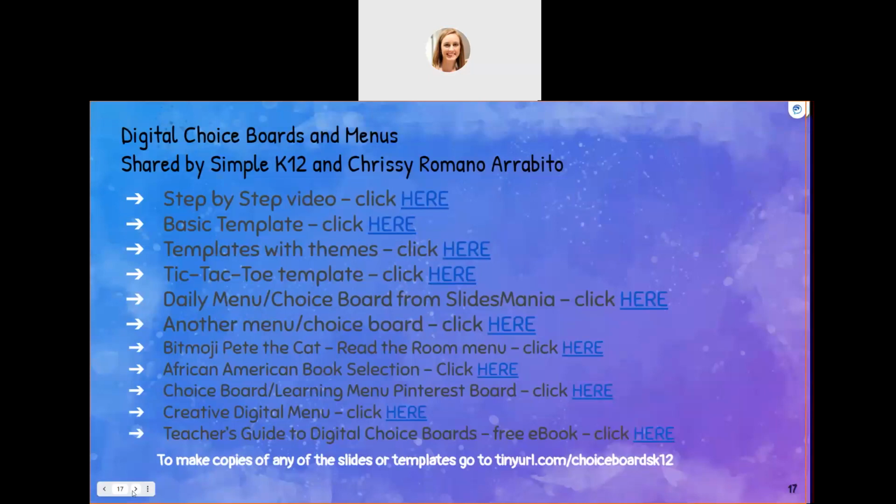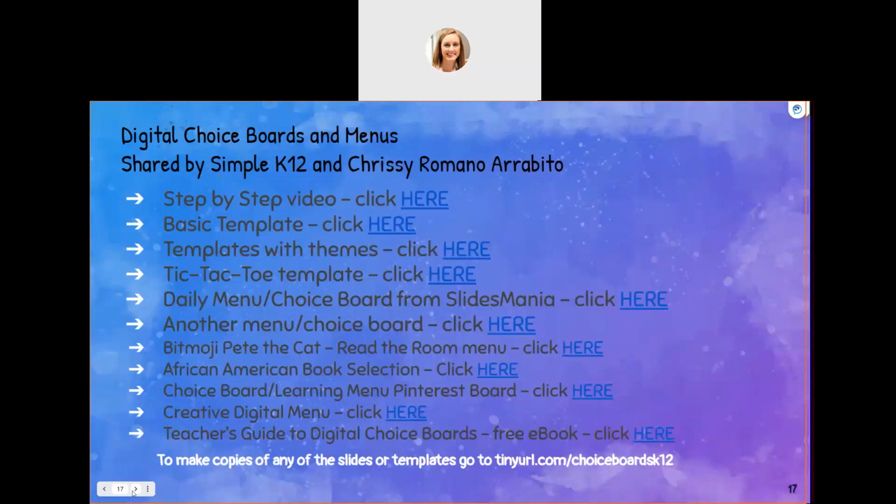This one was presented by Chrissy Romano Arrivo. She shared step-by-step videos on how to create digital choice boards. She gives a lot of templates. She gives some that are themed, like the Bitmoji Pete the Cat one. There is also a free ebook for creating digital choice boards, and you can download that.